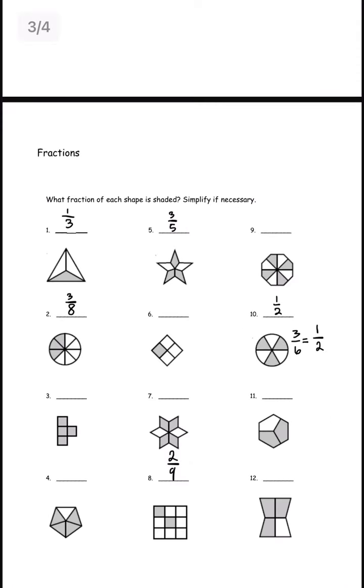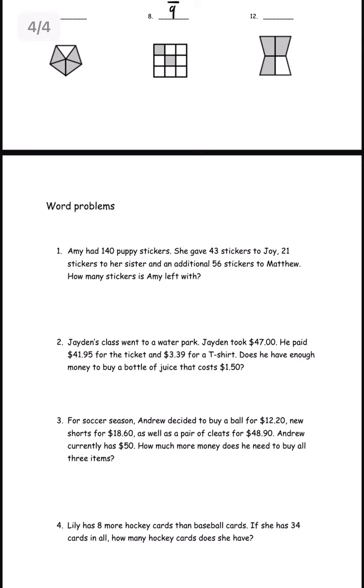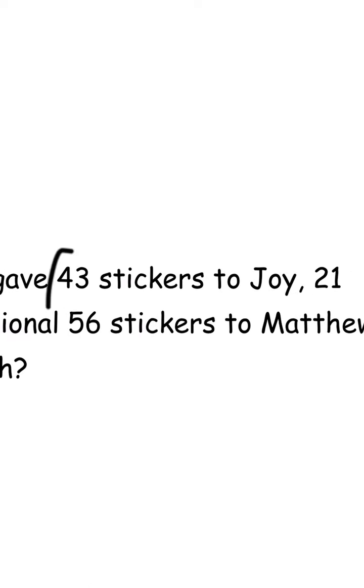Let's move on to the next page. For this page, we have word problems. For number 1, it says Amy had 140 puppy stickers. She gave 43 stickers to Joy, 21 stickers to her sister, and an additional 56 stickers to Matthew. How many stickers is Amy left with? So we need to first add the numbers 43, 21, and 56.